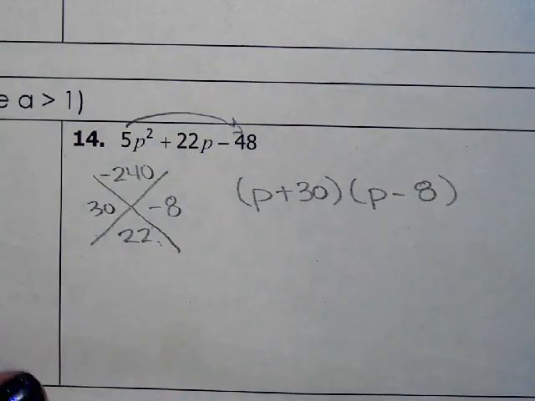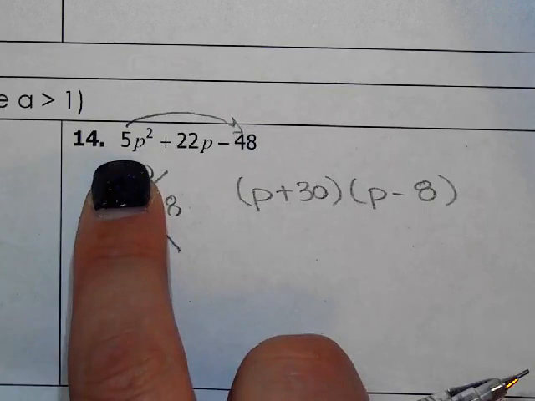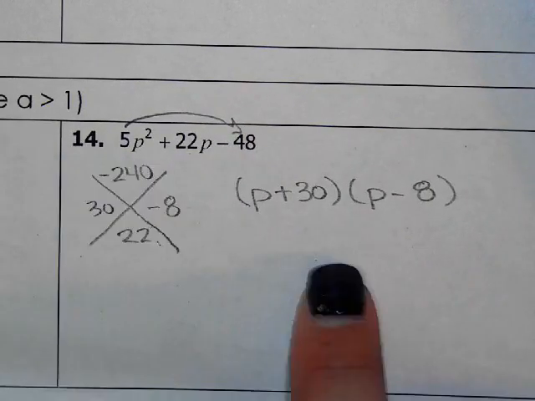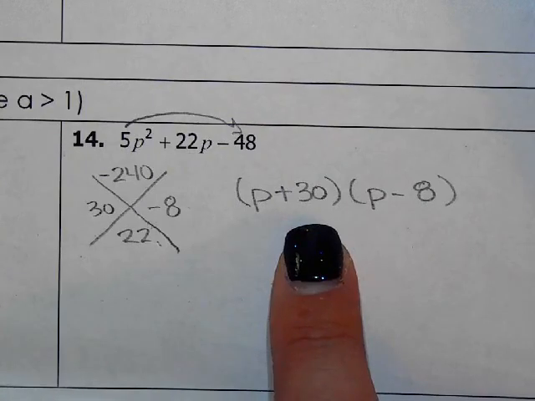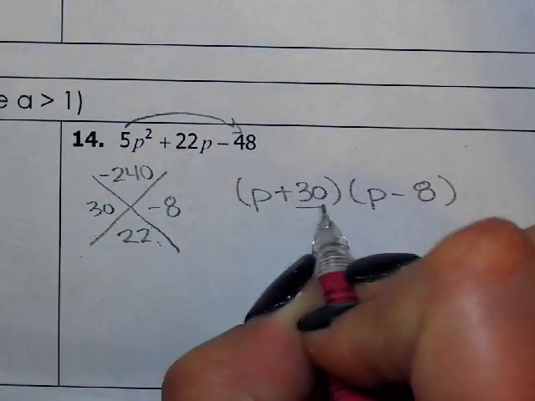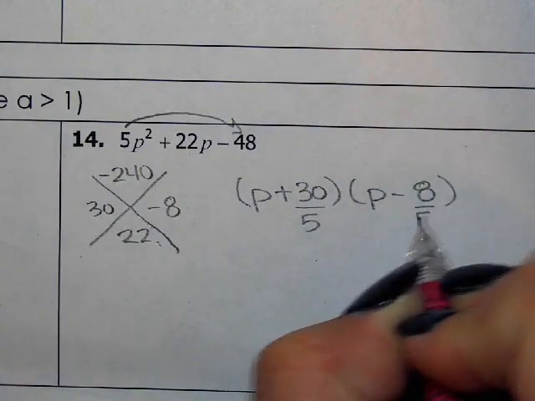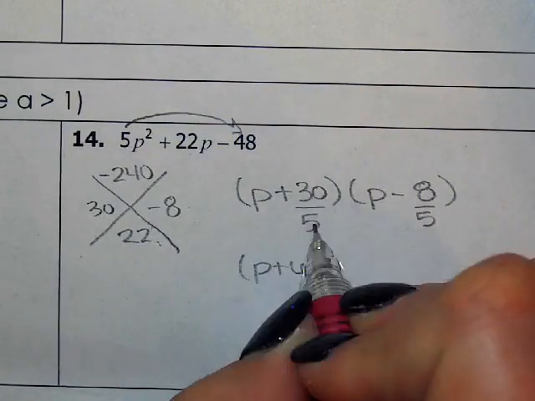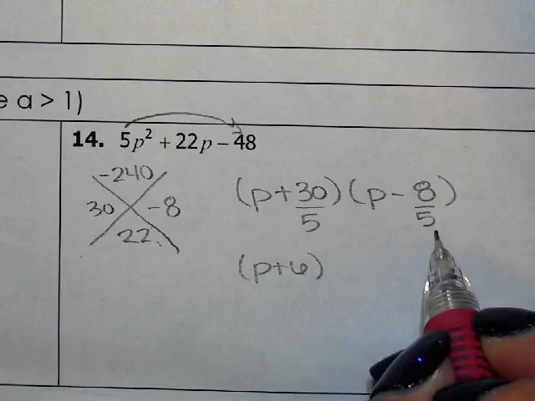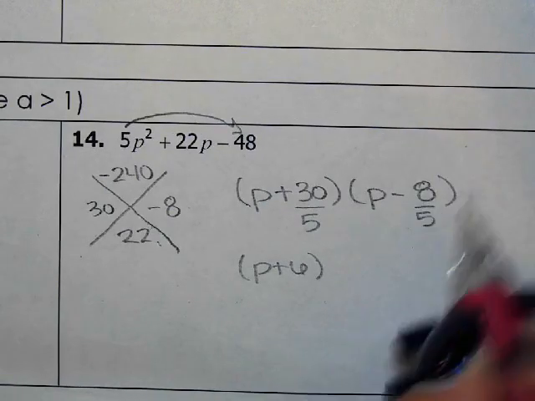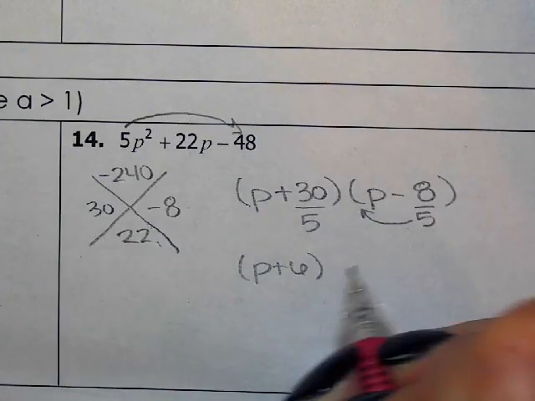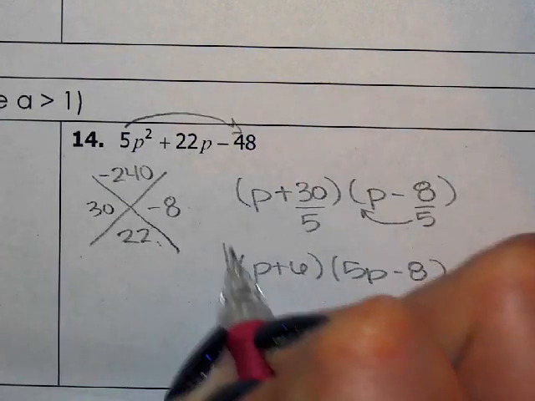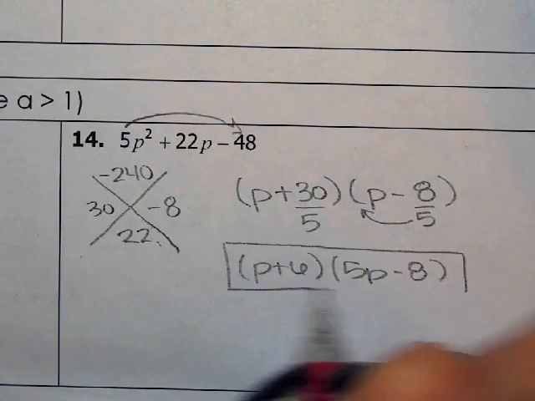All right. So we multiplied the 5 over. So what are we doing now with the 5? We're dividing by 5. P plus 6. So we reduce that fraction. This other fraction does not reduce. And so we do bottoms up with this other one. 5P minus 8. Okay.